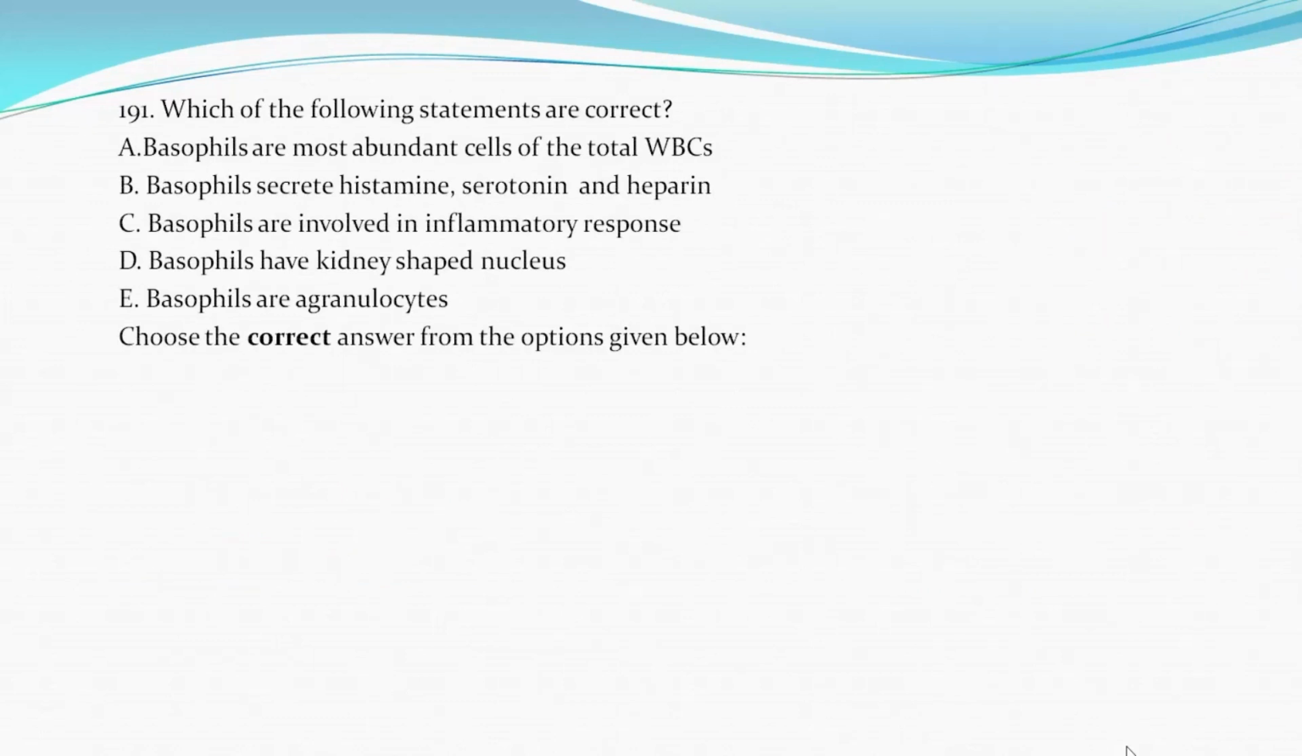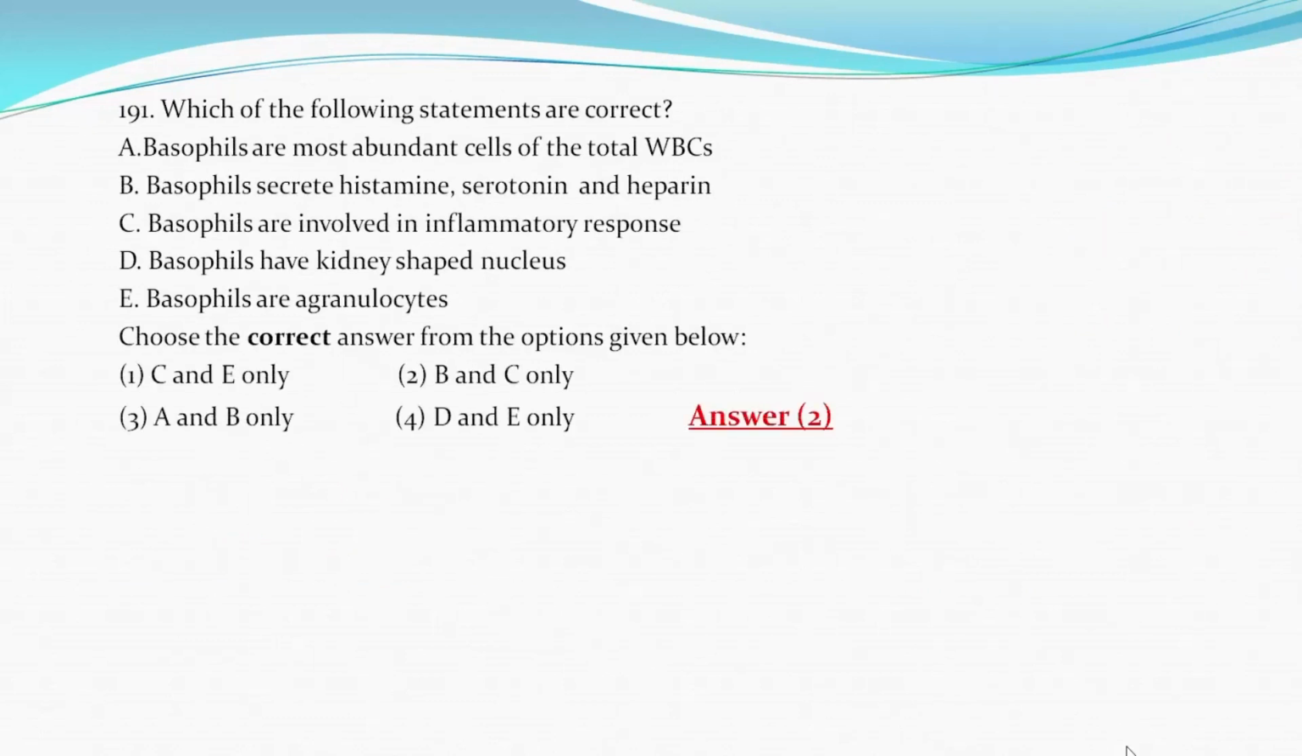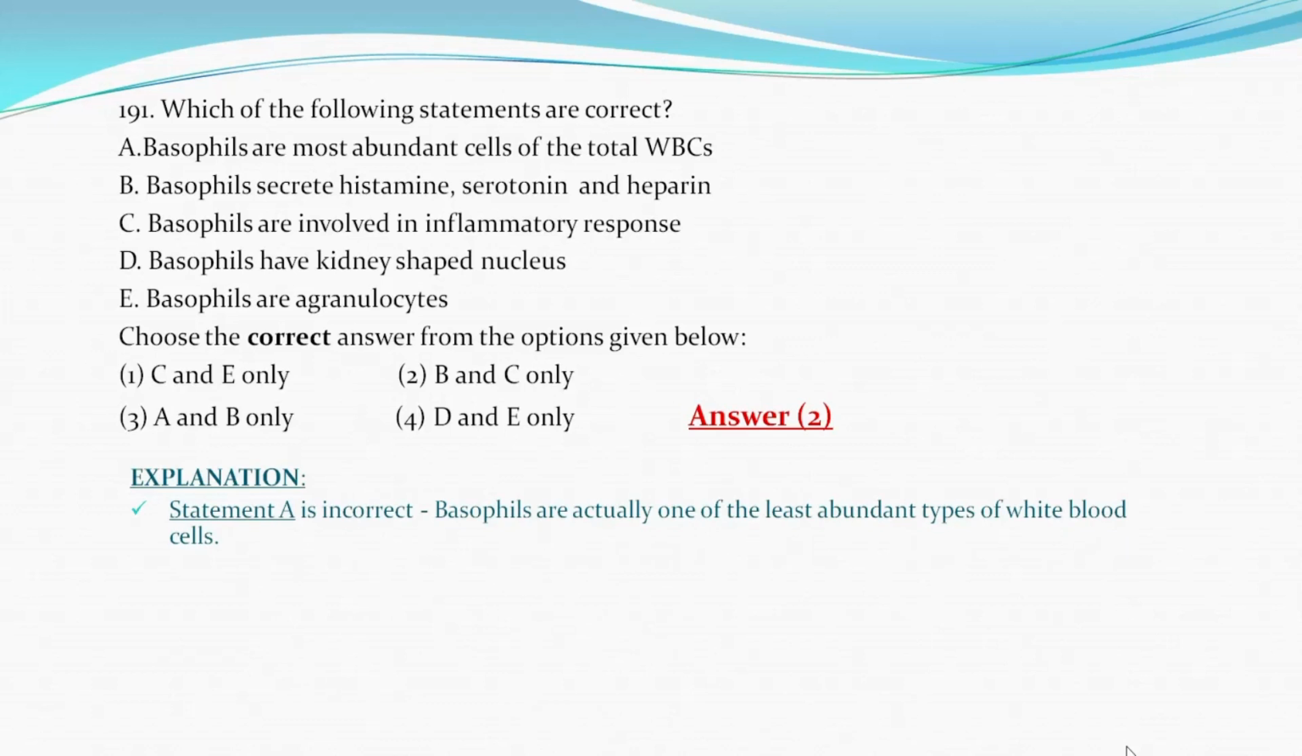The next question is, which of the following statements are correct? Basophils are most abundant cells of the total WBCs. Basophils secrete histamine, serotonin and heparin. Basophils are involved in inflammatory response. Basophils have kidney-shaped nucleus. Basophils are granulocytes. Choose the correct answers from the options given below. So the answer is option 2.